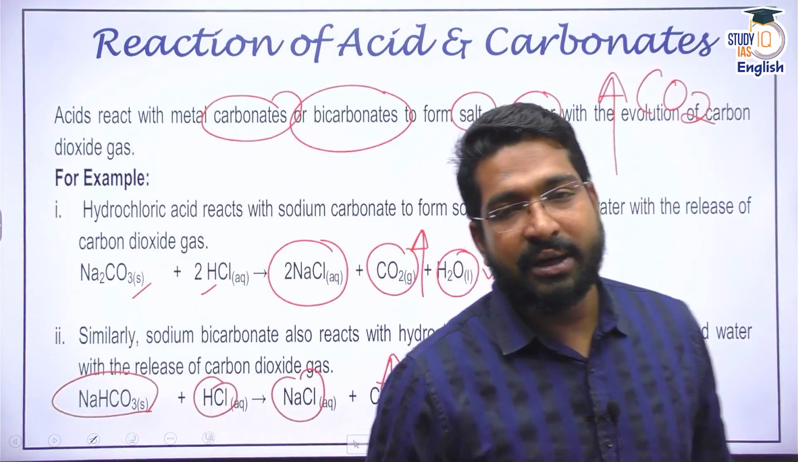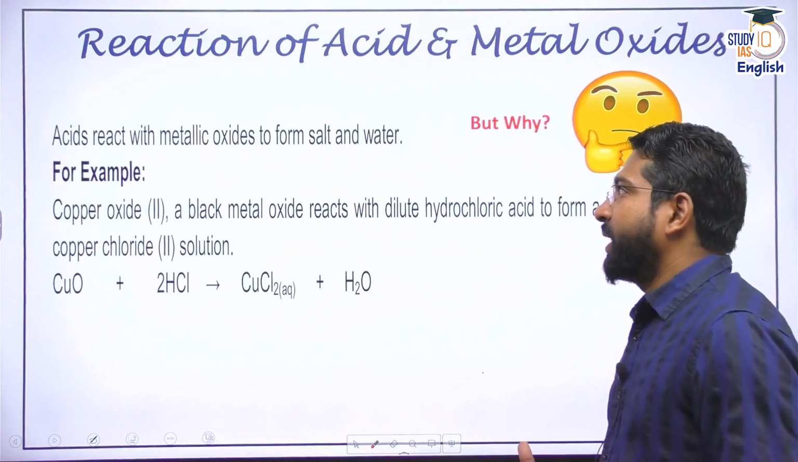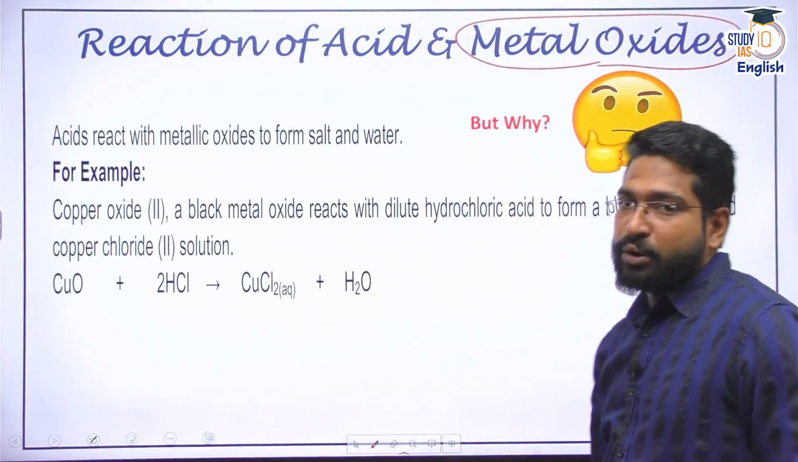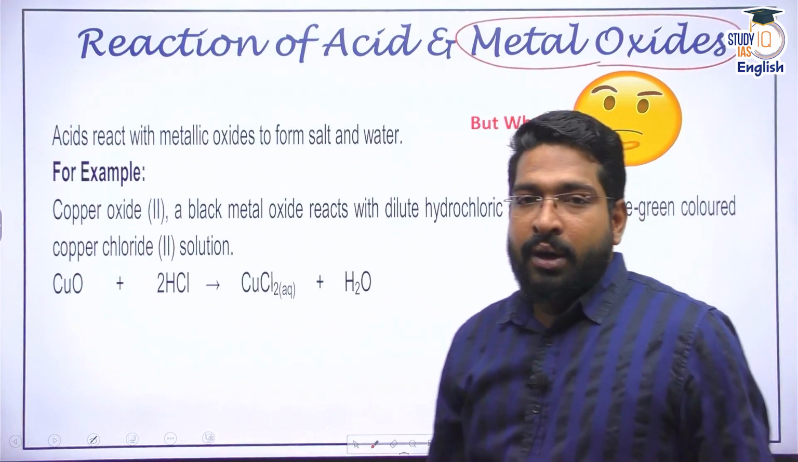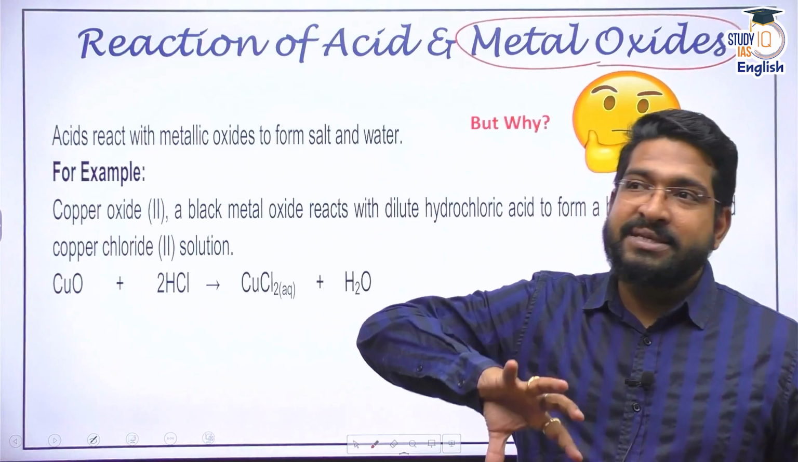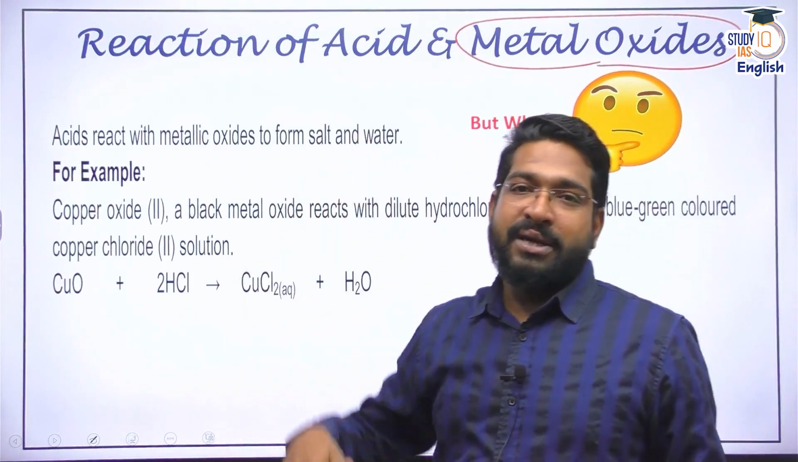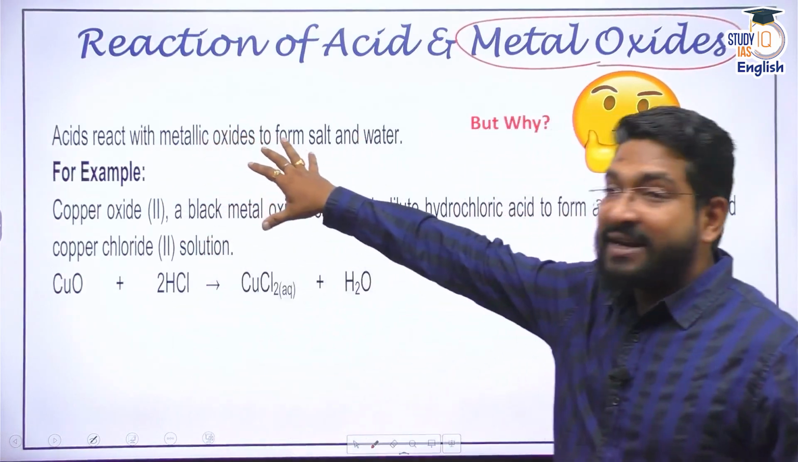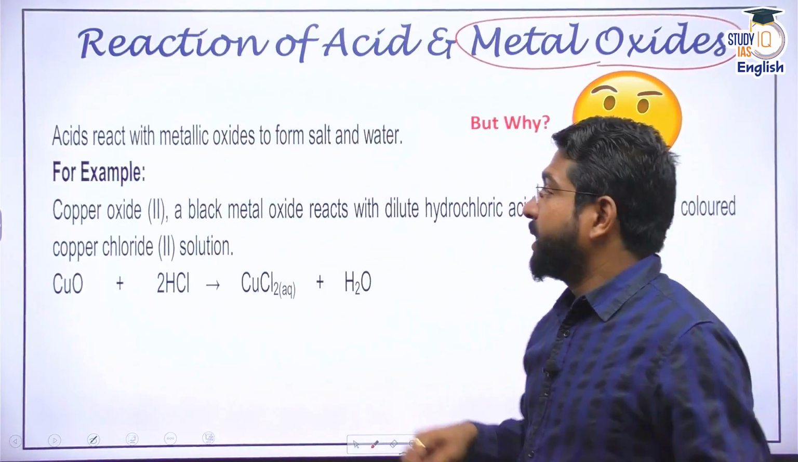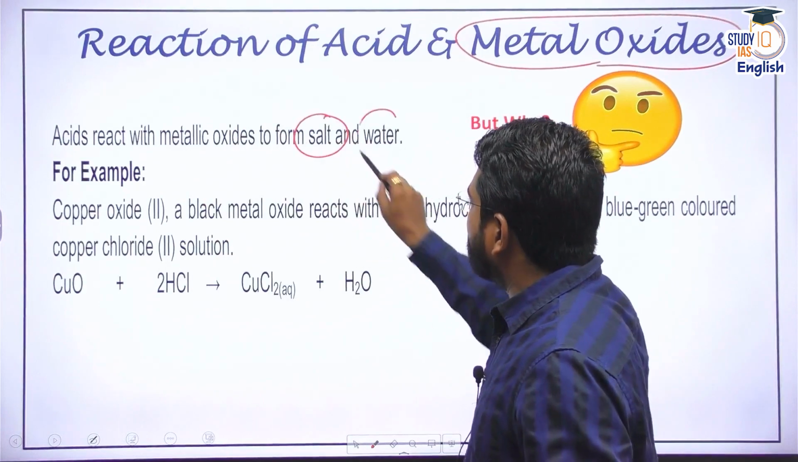The next kind of interaction: acid reacting with a metal oxide. Now, only metal oxide is being discussed. Try to understand, acid does not react with a non-metal oxide. The reaction is fairly simple. When acid reacts with a metallic oxide, it forms salt and water.